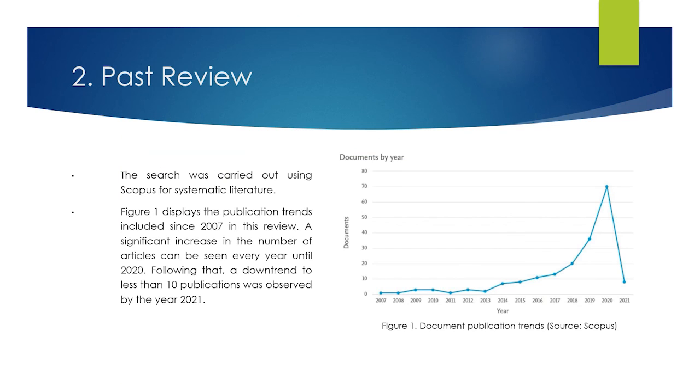The search was carried out using Scopus for systematic literature. Figure 1 displays publication trends since 2007 in this review. As you can see, a significant increase in the number of articles can be seen every year until 2020. Following that, a downtrend to less than 10 publications was observed by the year 2021.